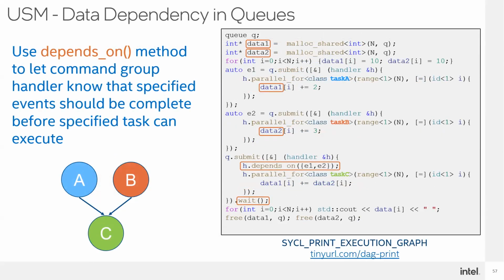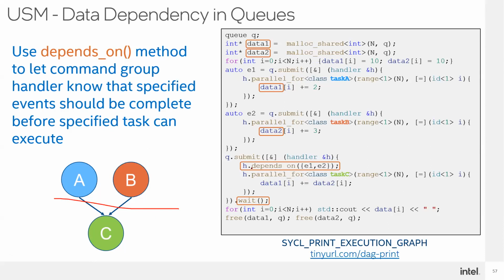And the final example here shows that actually you can execute some kernels in parallel if you don't have a data dependency. Like in this example, you have data 1 and data 2, both allocated with malloc shared, and you're writing to data 1 in one kernel and to data 2 in the other kernel. So there is no dependency here. In that case, you can simply execute both of them in parallel and then specify by using depends_on that C needs to wait until both are executed.